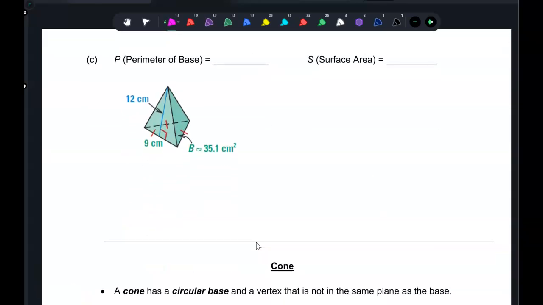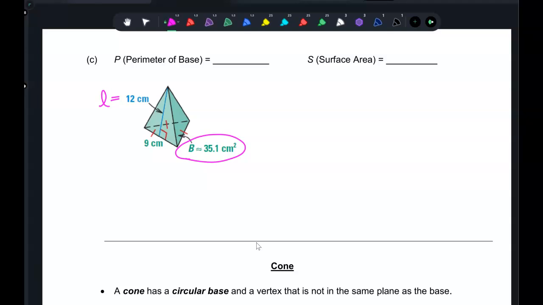Cone is easier, just like cylinder was easier, because with the others there's usually a little bit more work to do. So this one, they already gave us the area of the base, and 12 is actually the slant height. So they already gave us that. I just need to find two things.